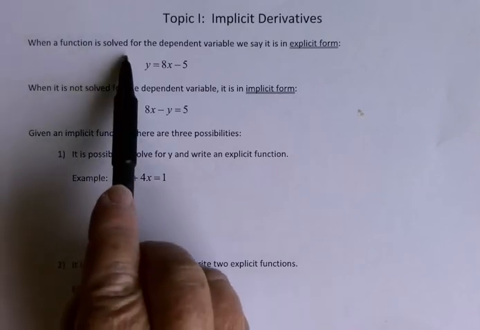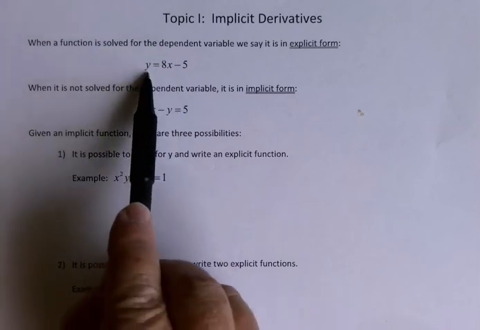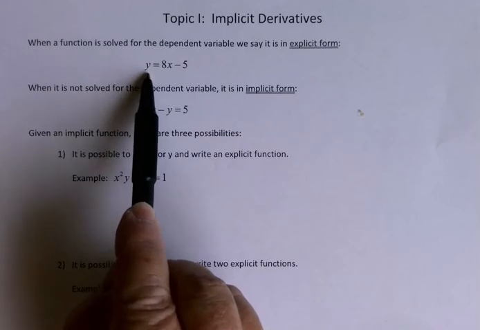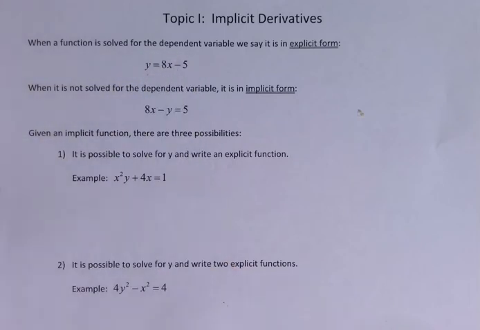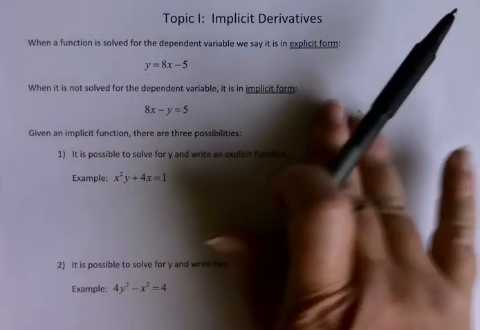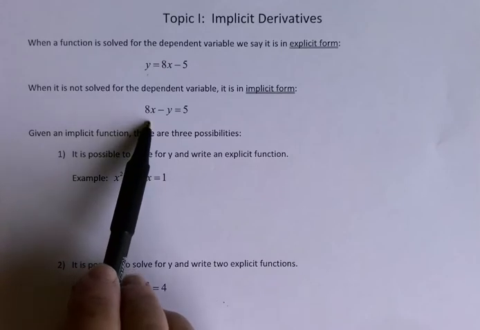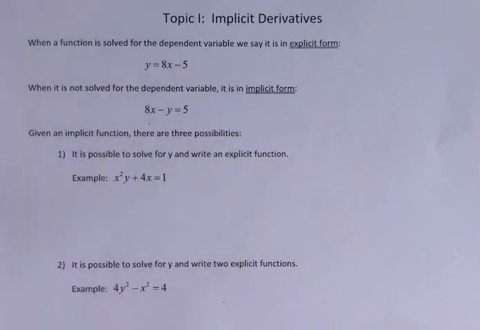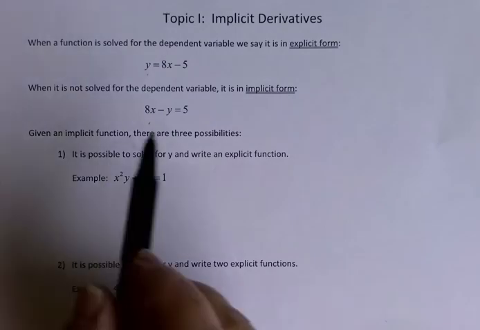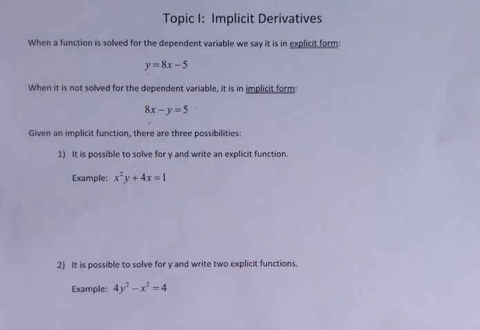When you have a function that's already solved for the dependent variable, like in this case we're solved for y, we say that this function is in explicit form. If I just rewrite the function, notice this is the exact same equation, just rearranged, right? When it's not solved for y, or the dependent variable, we now say that it's in implicit form. Our goal today is to be able to take derivatives of functions when they're in this implicit form.